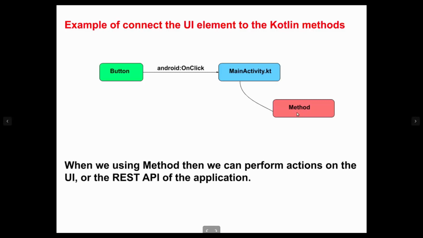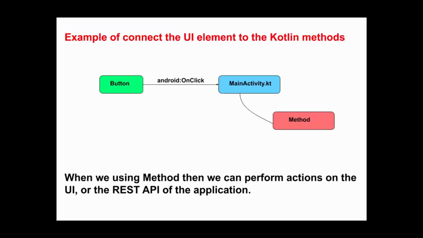So in this case, we can connect this method inside this class with the UI, with this button inside the UI, through this XML code, android:onClick. And when we're using methods, then we can perform actions on the UI or the rest of the application.